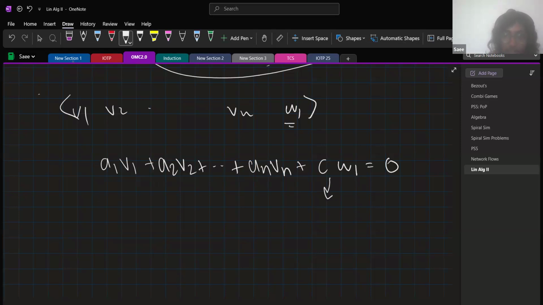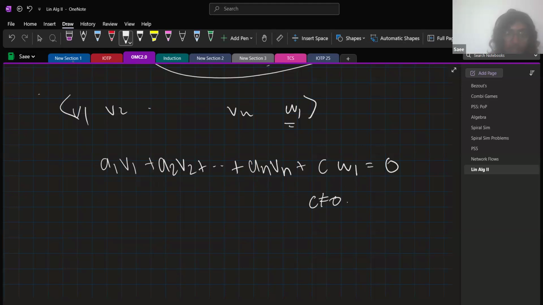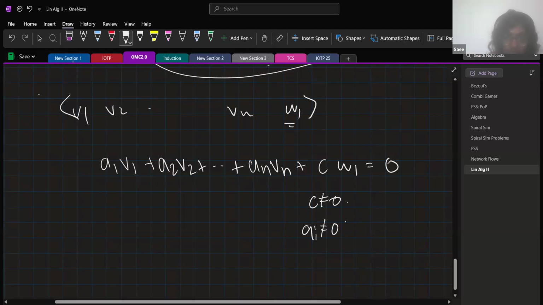Yeah, exactly. C is not 0, and something else is also not 0. That's also... Yes. C is not 0 and some other A_i is not 0. So we can just sort of... Let's say, without loss of generality, that A1 is the one which is not 0. So we can remove V1.